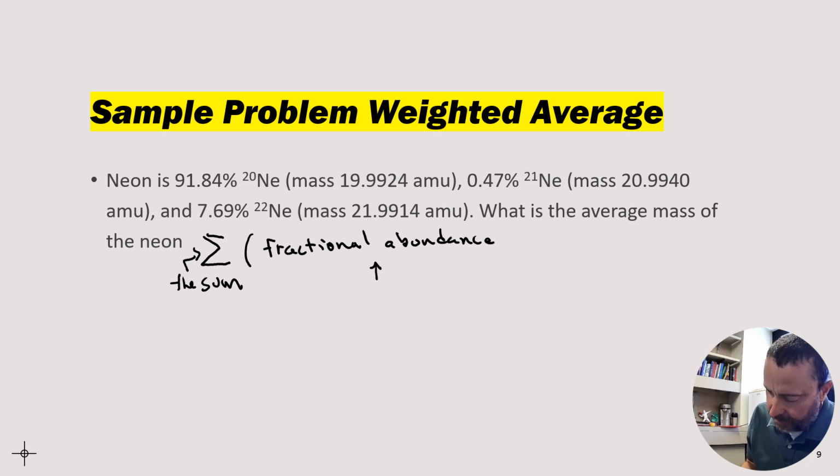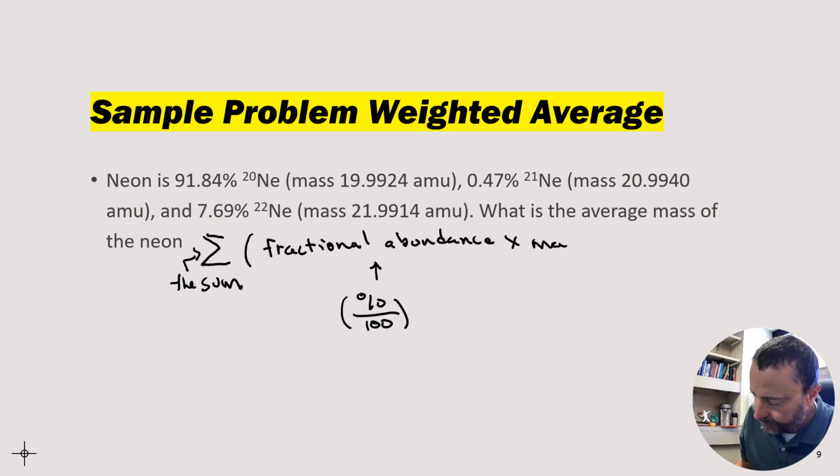Okay, the fractional abundance is a fancy term for us saying that we're going to take the percent and divide by 100, times the mass.